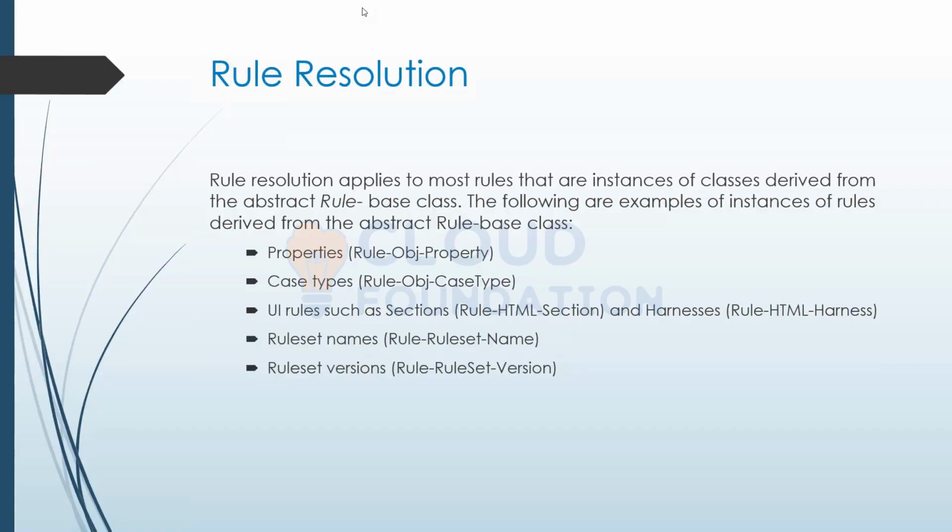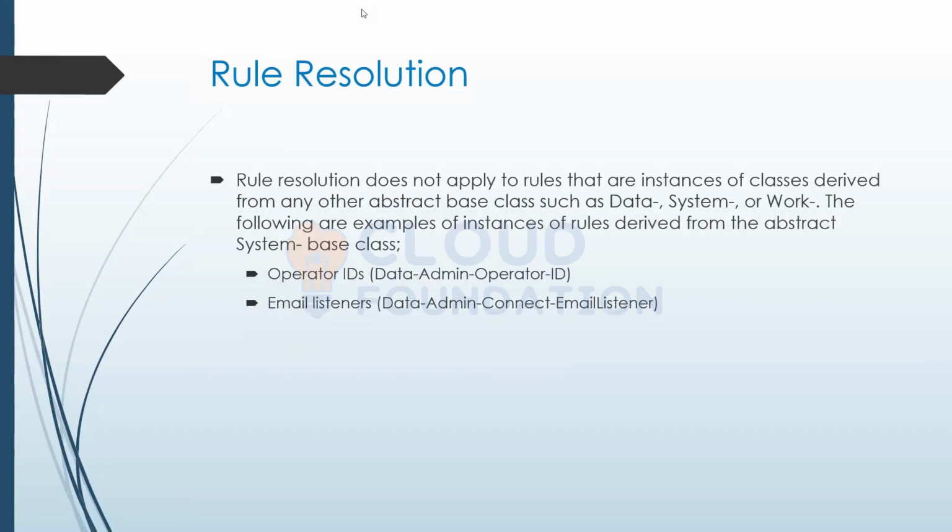What is not included is obviously your work classes, your data classes, something like Data-Admin-Address or Data-Admin-Operator-ID. They will not be part of the rule resolution. Anything other than rule will not be included in this algorithm. My end result is going to be that for a given context, what is the best rule that has to be executed for this given scenario? That's what my RR is going to give.